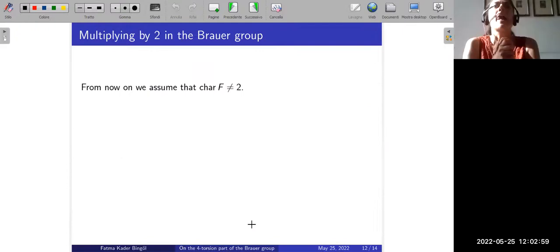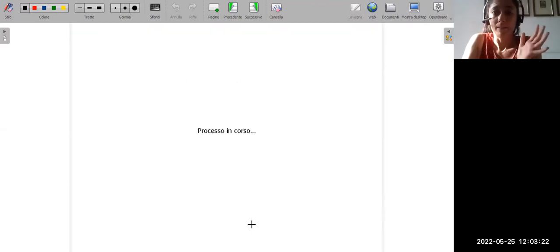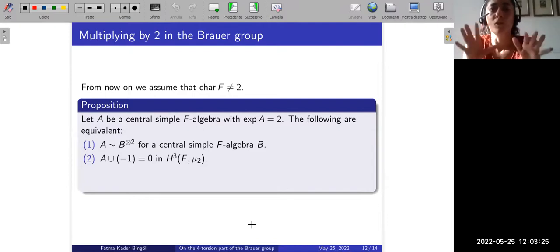and assume from now on that the characteristic is not 2. Okay, so our argument here relies on some long exact sequence of cohomology groups, 2 of them. I will tell them, but I will write everything in terms of algebras because I'm interested in this. So let's first read the proposition and then discuss. Let A be a central simple F algebra of exponent 2. Then the following are equivalent.